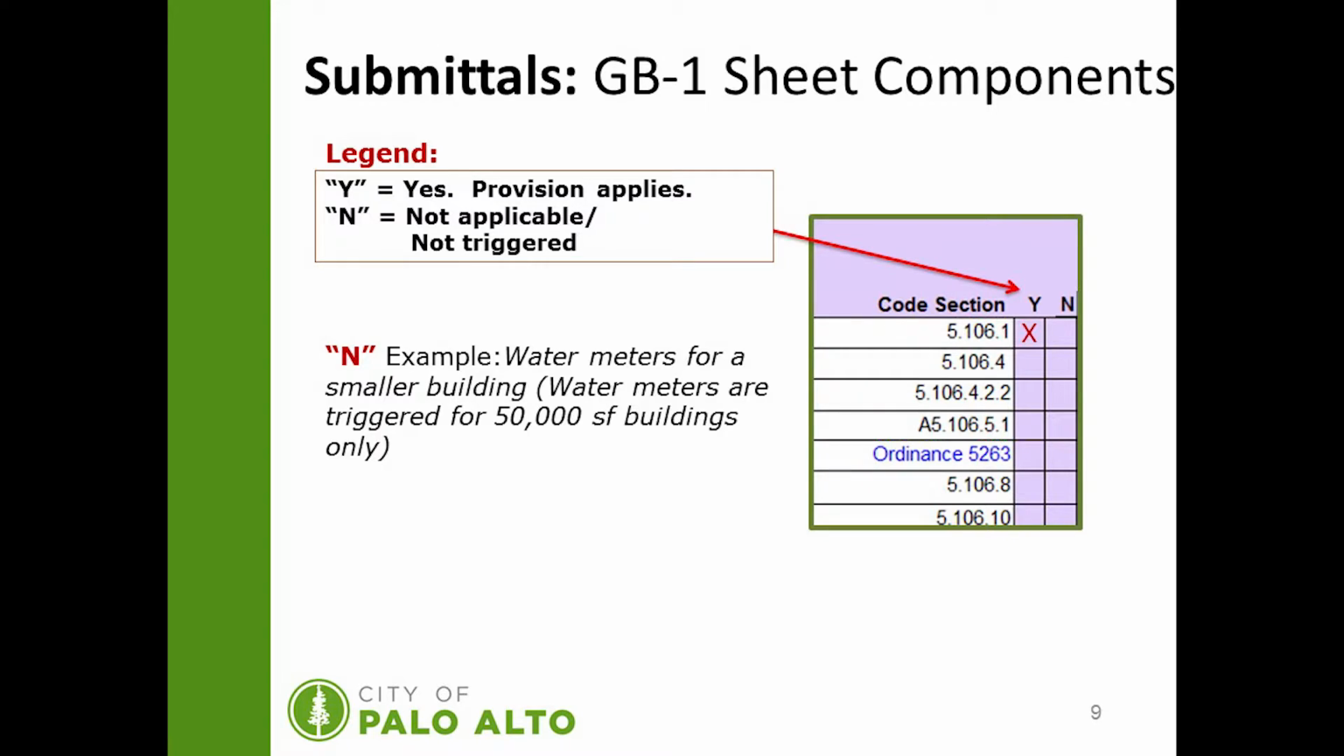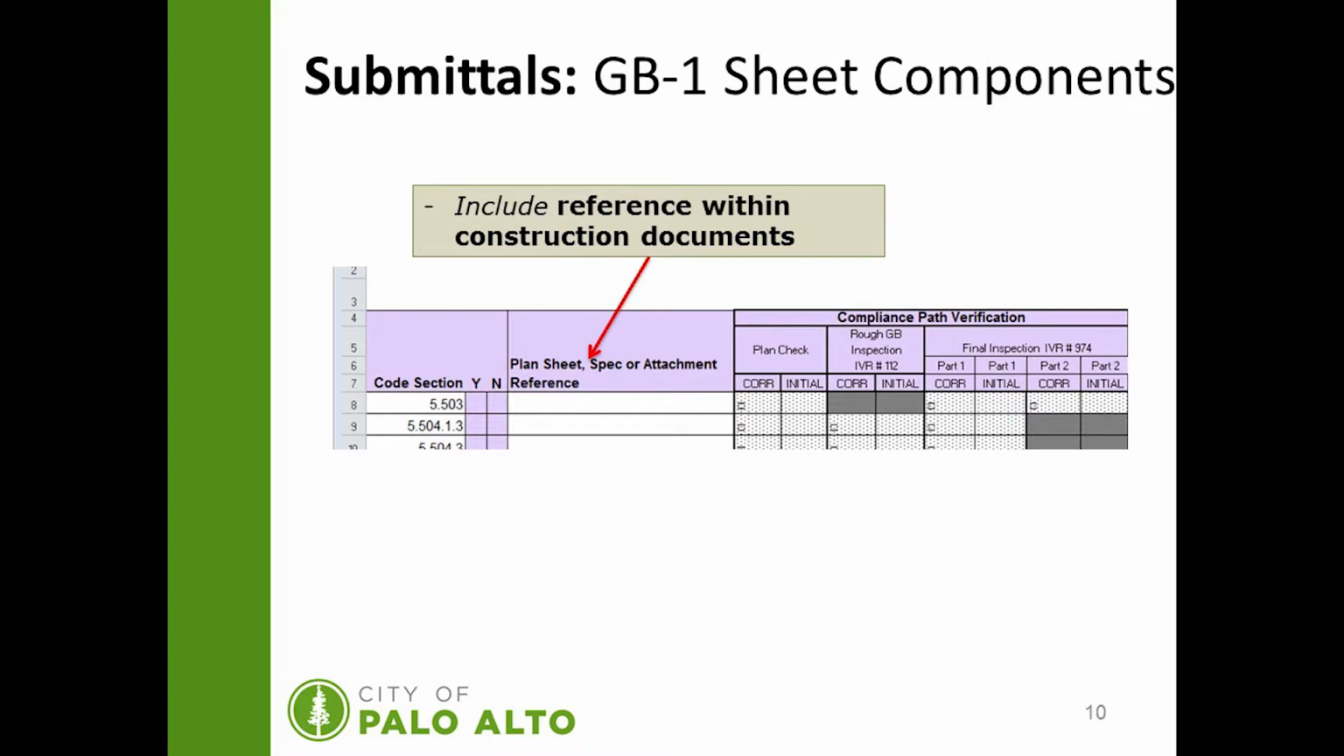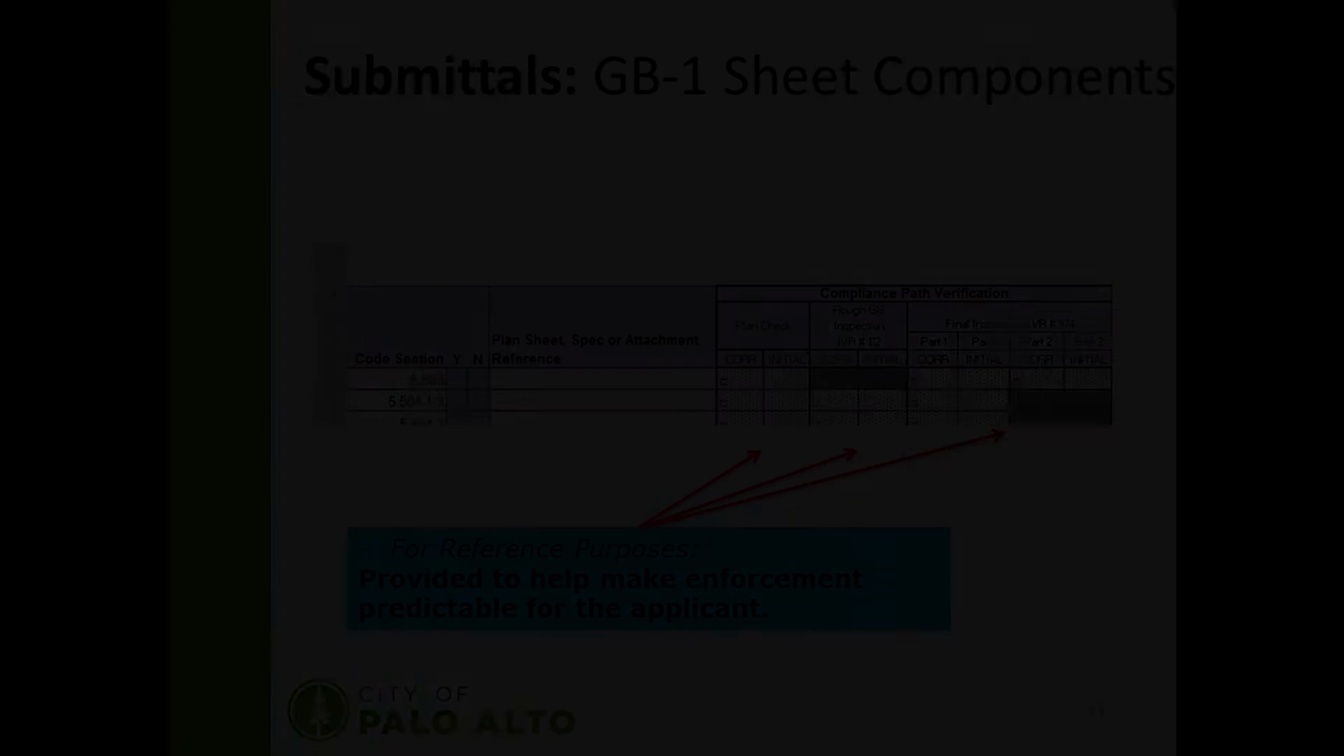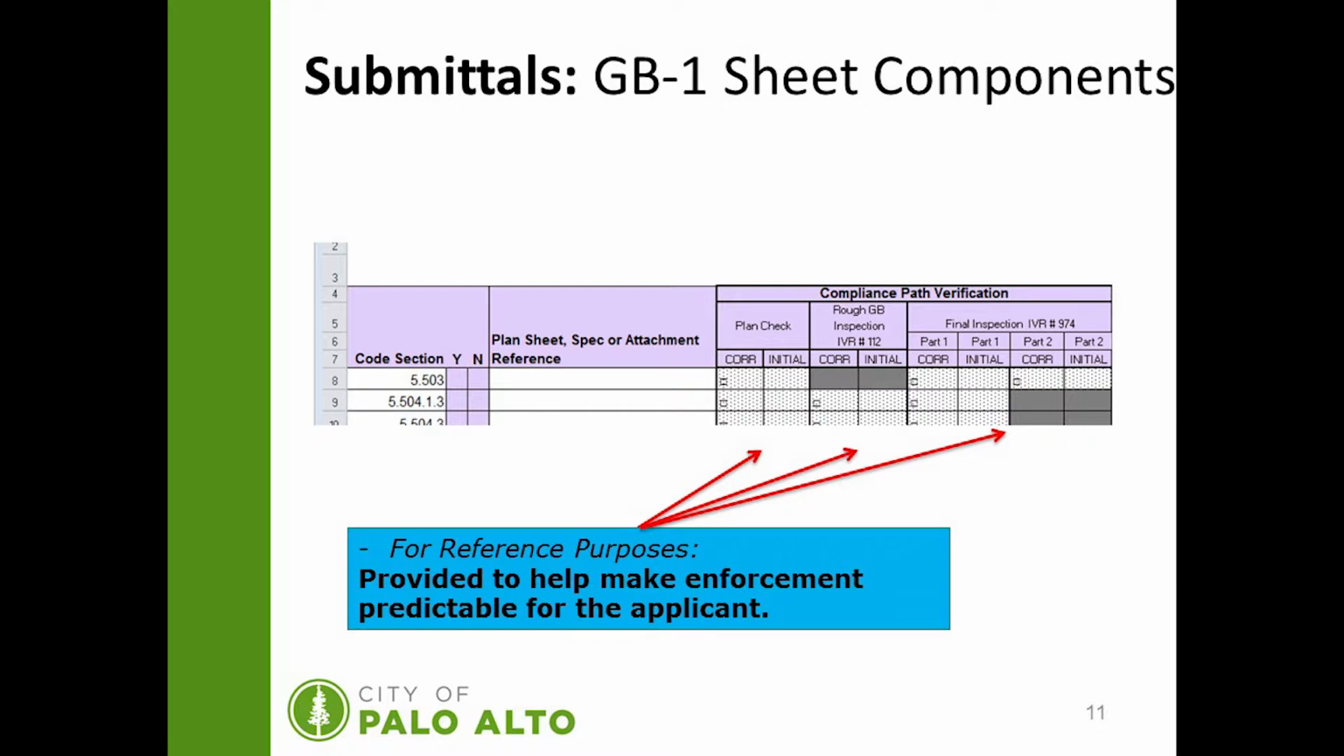Here is another legend to outline the different items that will be selected for each code provision. Y stands for yes, the provision applies, and N stands for not applicable or not triggered. The plan sheet, spec, or attachment reference is listed in this column. And again, these are for reference only so that you understand the items that will be inspected at each phase.